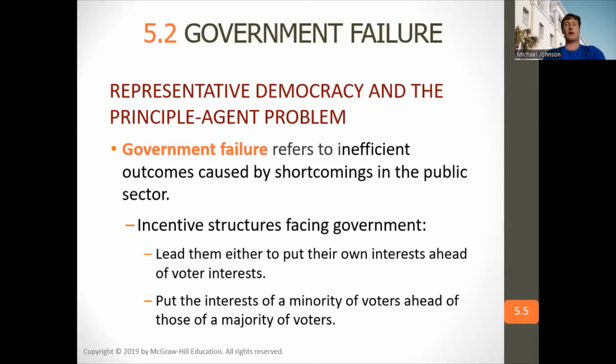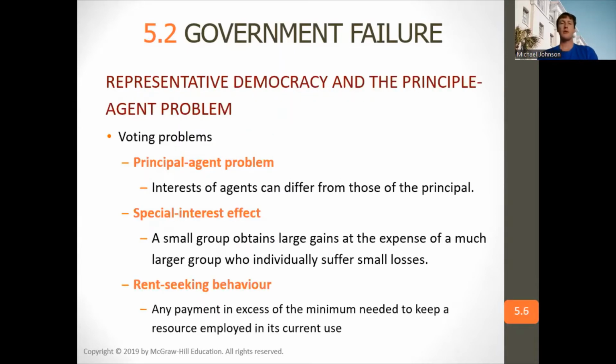So government failure is inefficient outcomes caused by shortcomings in the public sector. So the politicians can put their own interests ahead of voter interests, which happens, and then put the interests of a minority of voters ahead of those of a majority of voters. So that happens with focusing on certain groups, like let's say unions, let's say education workers, different types of associations. They may, the wealthy, they may be focusing on certain groups more than other groups, and the interests of those groups would be put over other interests.